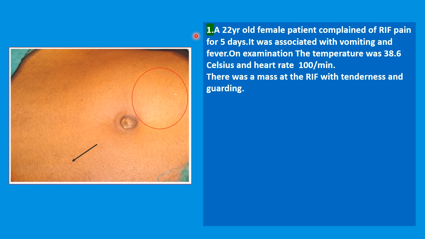Okay, a 22-year-old female patient complained of right iliac fossa pain for 5 days. It was associated with vomiting and fever. On examination, the temperature was 38.6 degrees Celsius and the heart rate 100 per minute. There was a mass at the right iliac fossa with tenderness and guarding. What is the possible diagnosis of this mass? The answer is appendicular abscess.